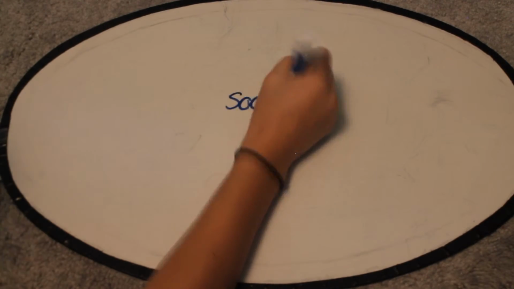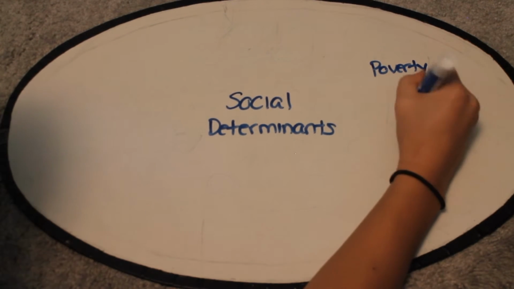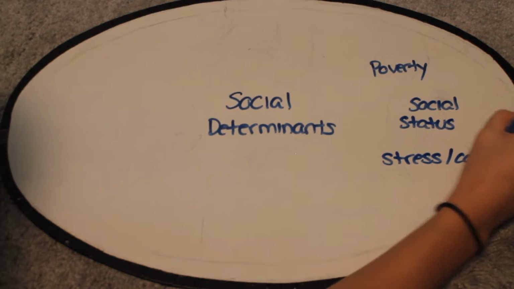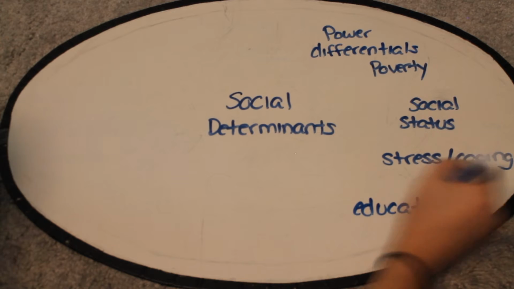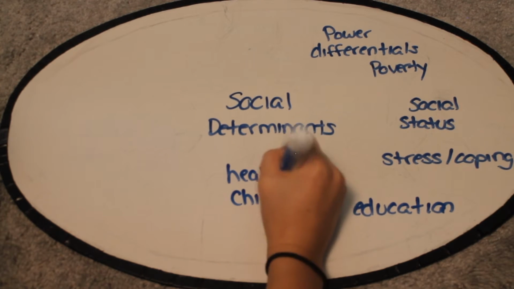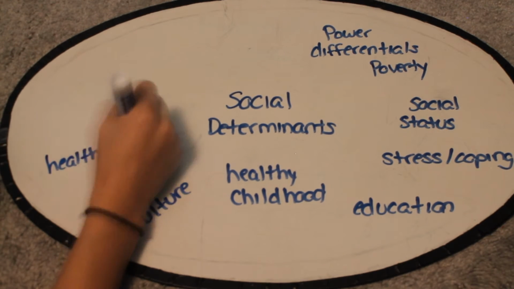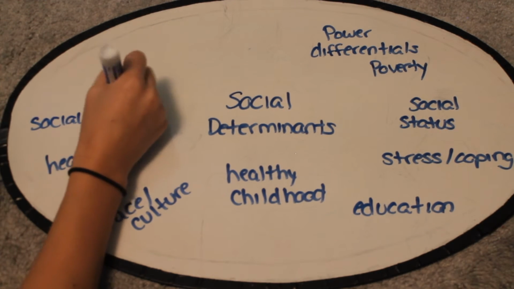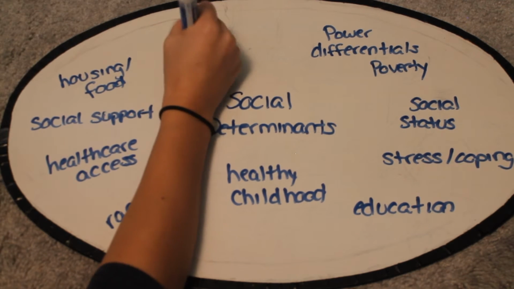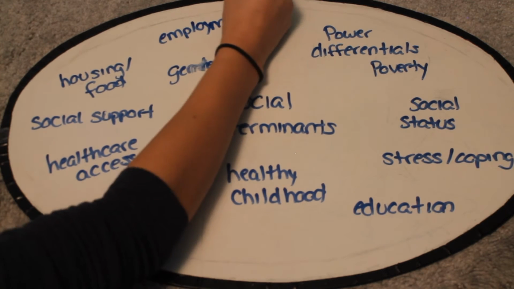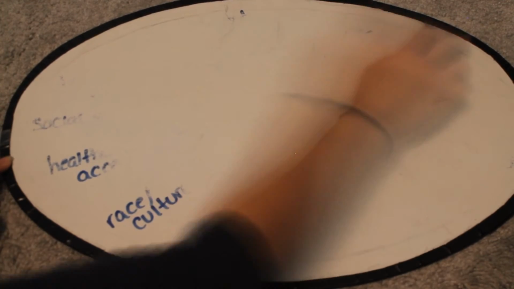When defining health, I missed a pretty big aspect that makes up every person's individual health. They are called the social determinants of health. When you are thinking about a person's health, it is important to include all of these determinants. They include poverty, social status, stress and coping, power differentials, education, healthy childhood, race and culture, healthcare access, social support, housing and food security, gender inequality, employment, and social exclusion. All of these factors work together to affect a person's health. Because of these so-called determinants, 2 people with the same genes or health problems can have very different outcomes.